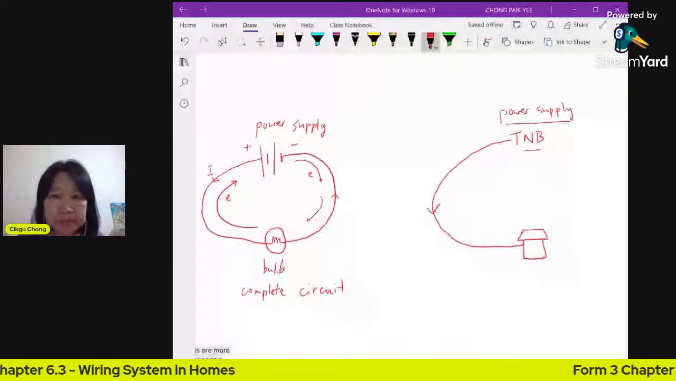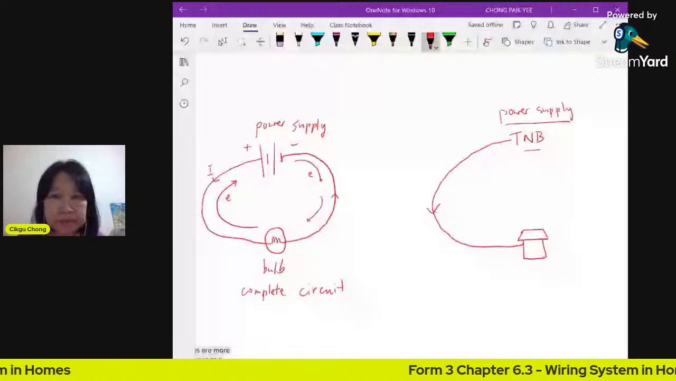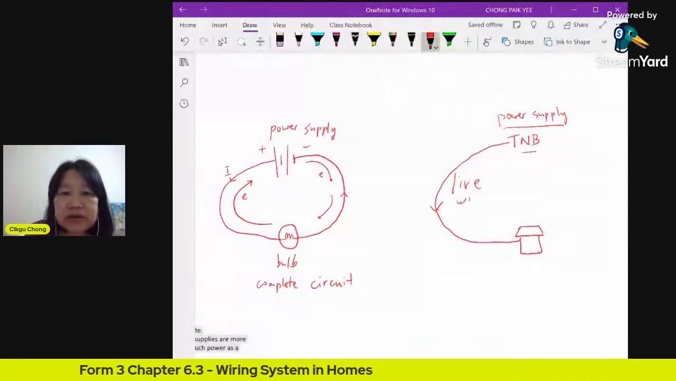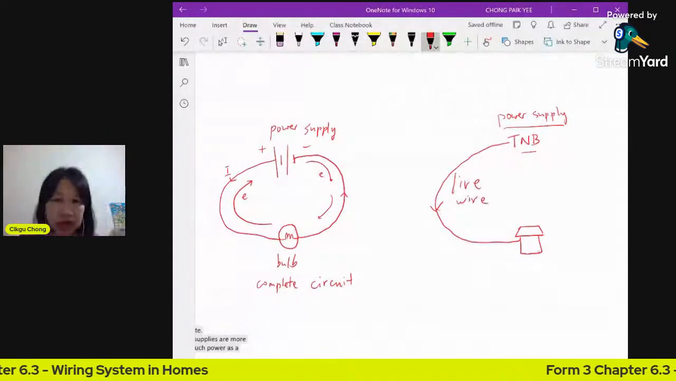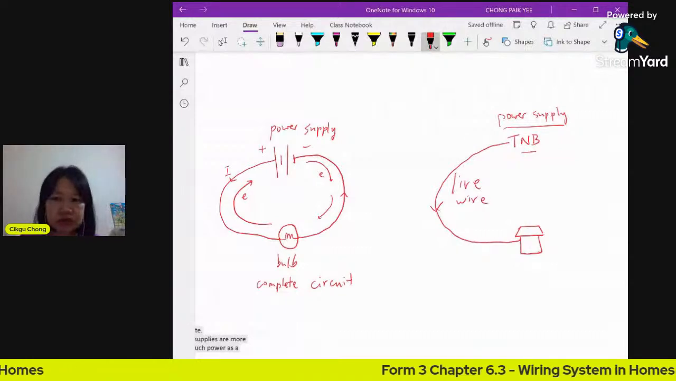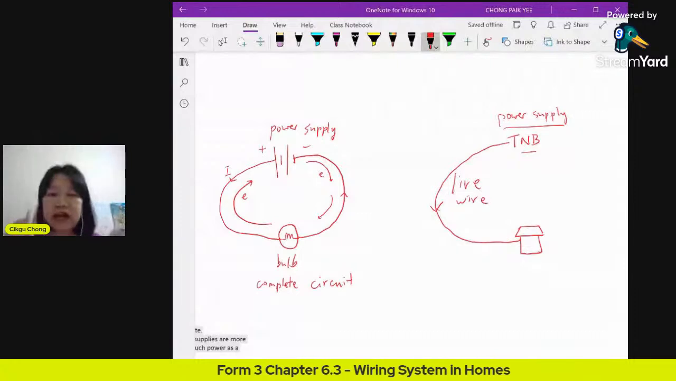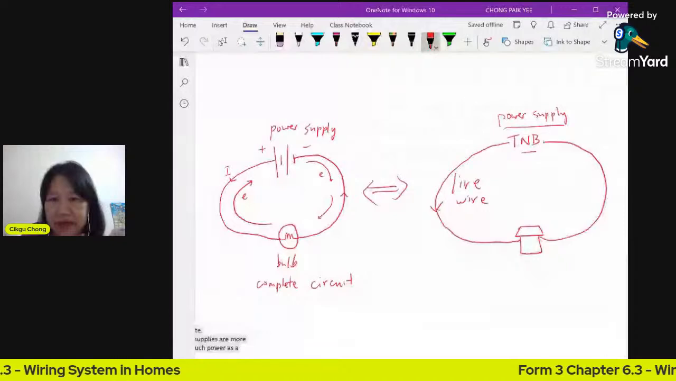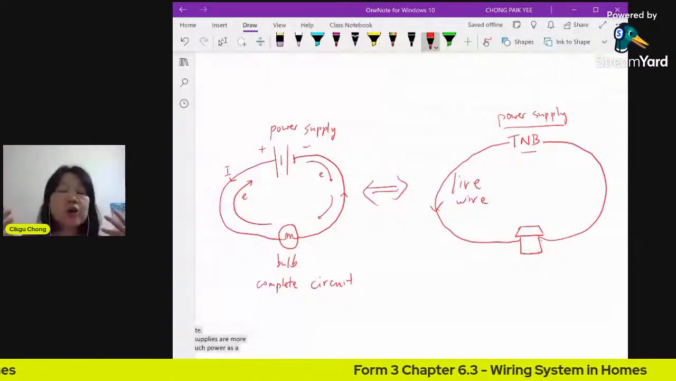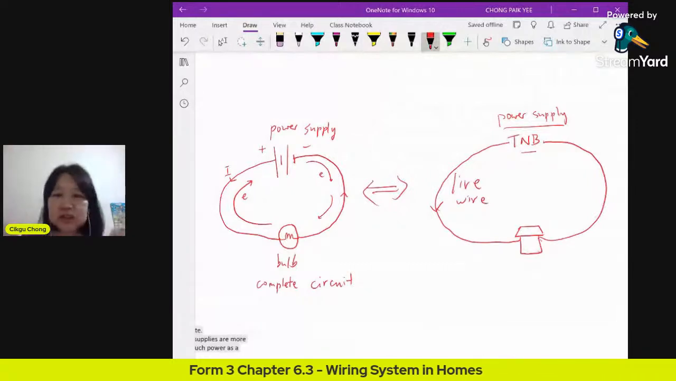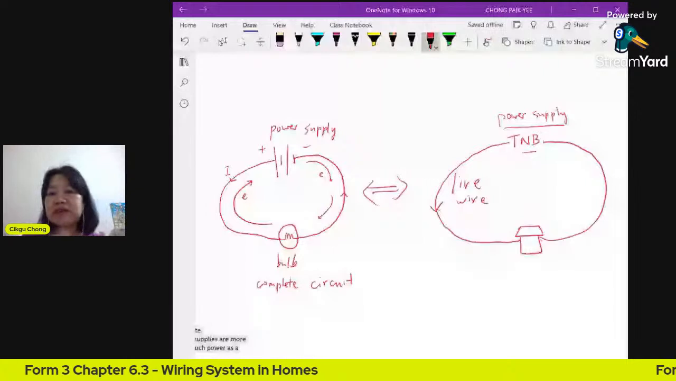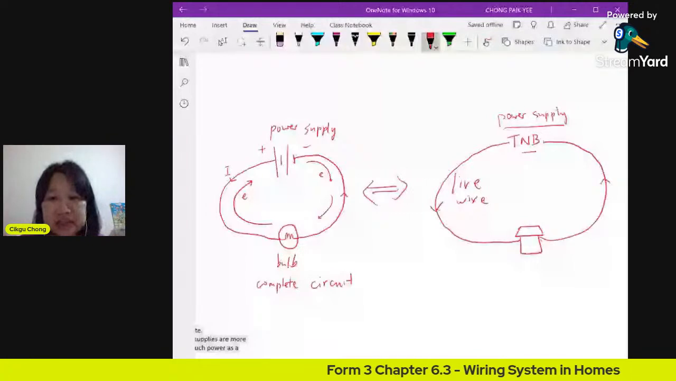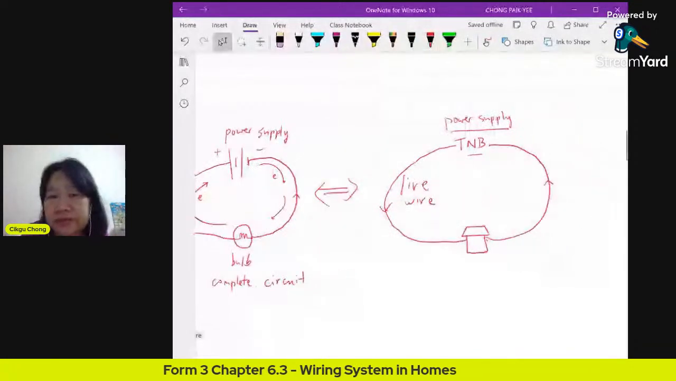Okay, the same concept. If you have only one wire, this wire that brings in electricity is called a live wire. This is a live wire that brings the current into our house. If you don't have another wire that connects back to here, you're not going to have electricity, and your electrical appliances are not going to work. So you need to complete the circuit. Therefore, you need another wire which goes back to the Tenaga Nasional. That's why you need two wires, and this wire is called the neutral wire.